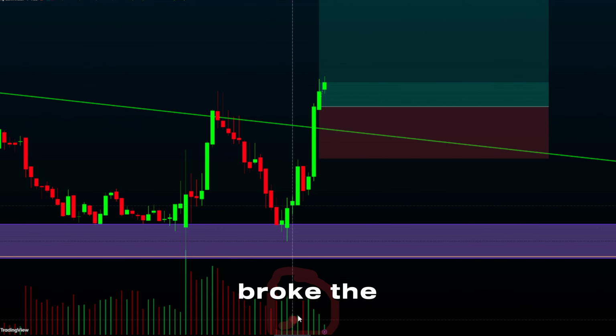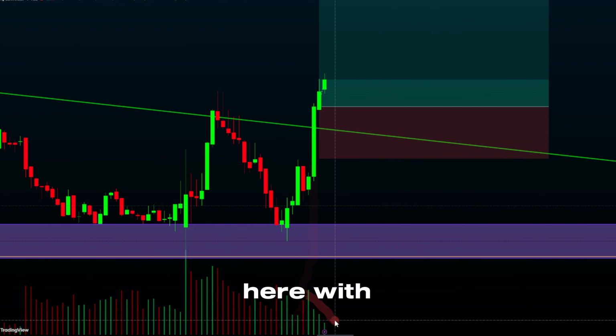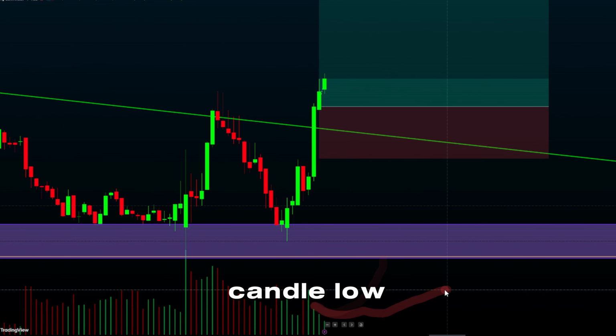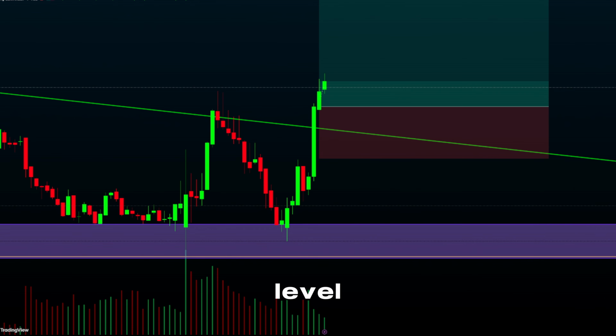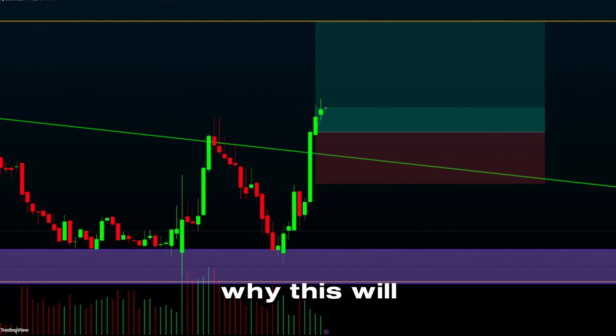But price broke the trend line, so we are taking the entry here with stop loss at the break candle low and target as this key level. And we will wait, and let me tell you why this will work.